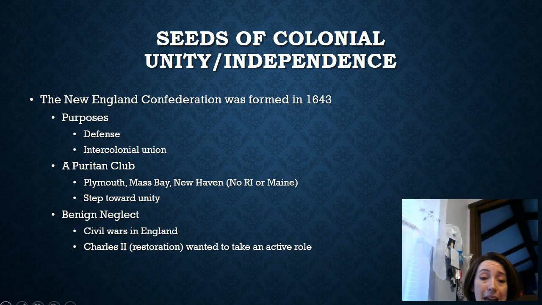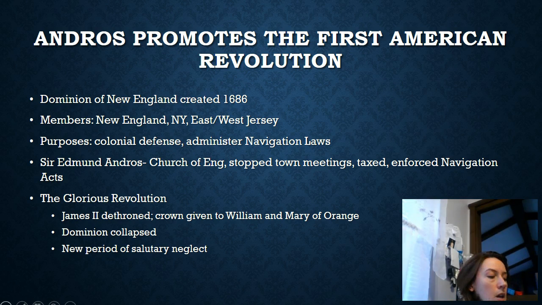It's called benign neglect because attention wasn't paid to the colonies, but not in a bad way. They weren't ignored and left to fend for themselves, but rather allowed the opportunity to rule themselves. And it's not until after the Restoration, if you remember, Charles II is restored to the throne, the Commonwealth, or the Republic, is over, and he wants to take a little bit more of an active role.